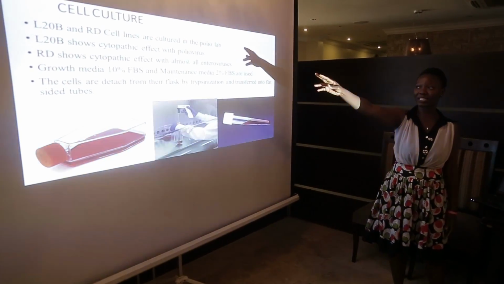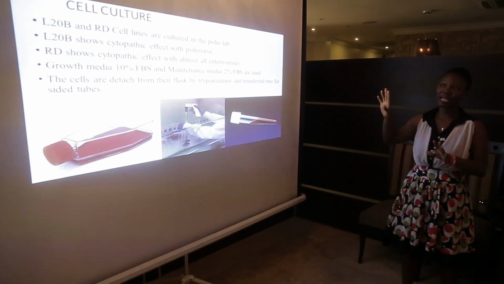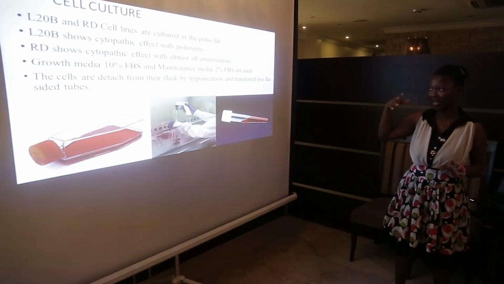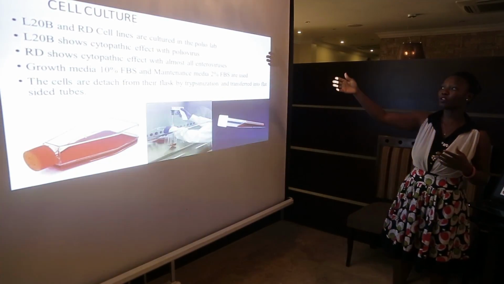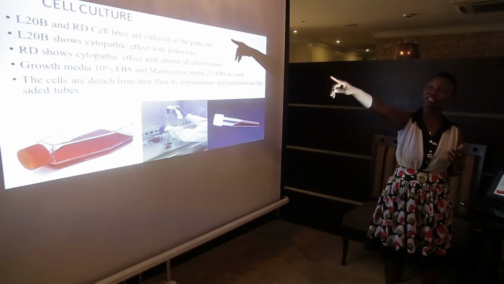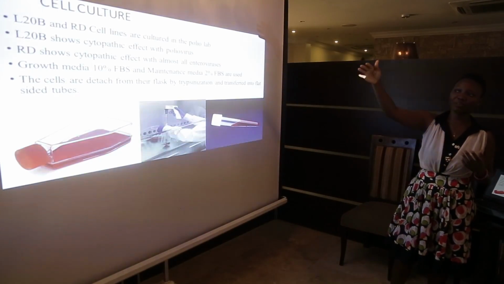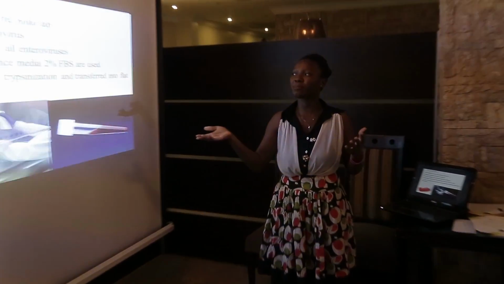L20B shows cytopathic effects for poliovirus, and RD shows cytopathic effects for enterovirus, which poliovirus is also part of. So we expect poliovirus, if it's present, to show cytopathic effects for L20B and RD also. We use growth media and maintenance media, growth media containing 10% FBS, because it's going to grow our cells. But maintenance media is not going to grow our cells, it's just to stabilize our cells for inoculation. So we just need 2% of FBS.